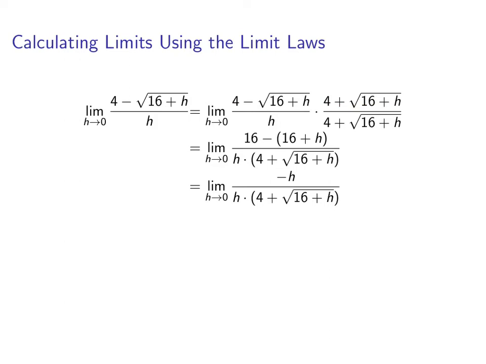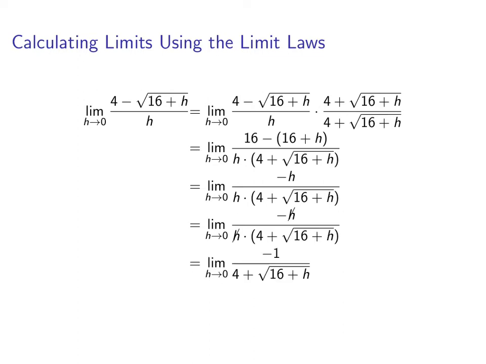Okay, so if we clean up the top, then we end up with a negative h. We can cancel the h's. So on the top, we just have the negative 1. The negative is still there. And now, in this step, we can use all of our limit laws to get to negative 1 over 4 plus the square root of 16 plus 0.